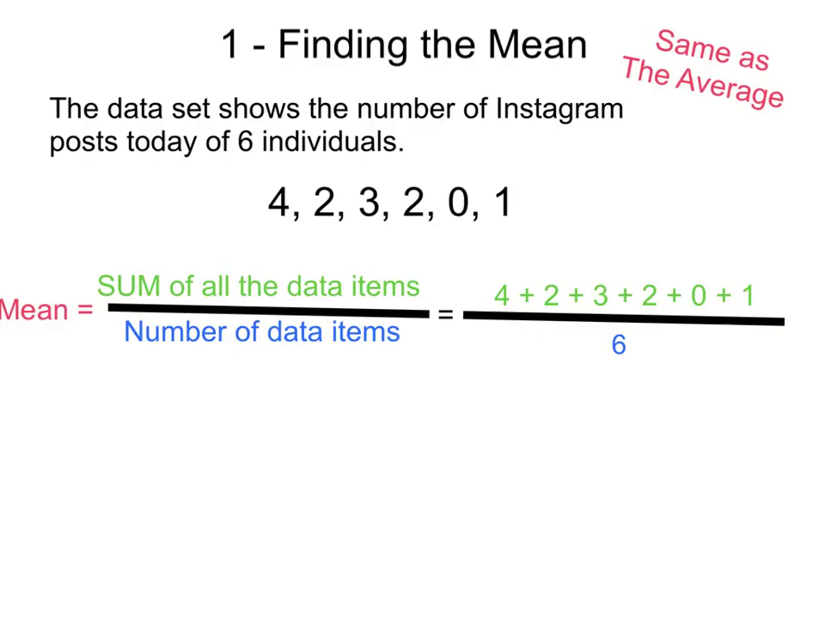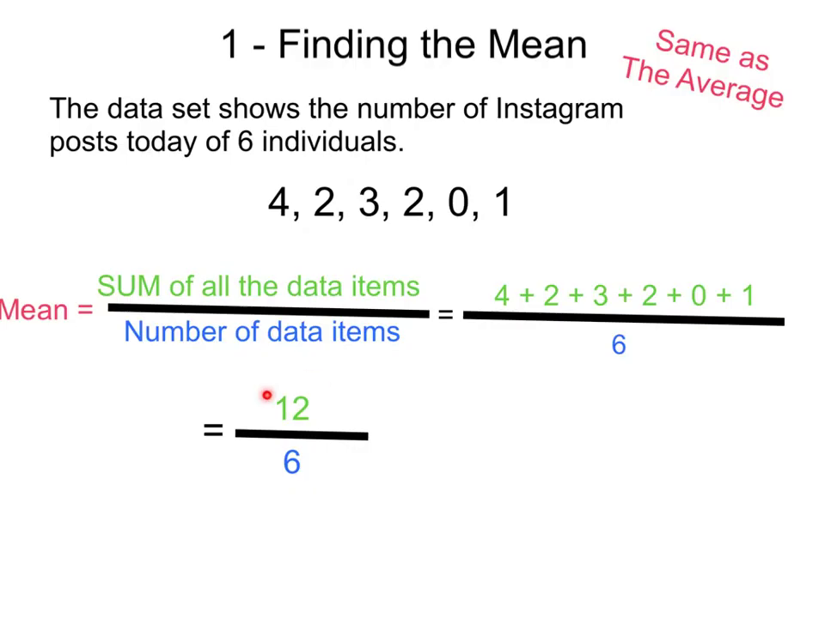So using our handy dandy mathematical calculators, also known as our brains, we know that 4 plus 2 plus 3 plus 2 plus 0 plus 1 would give us a total of 12, and we still have the 6 different data values. Now you're probably wondering, what about the 0? Well, the 0 is also a data value, so we still need to incorporate him and still have him in the data. So that's why we still have 6 different values, even though 0 is one of them.